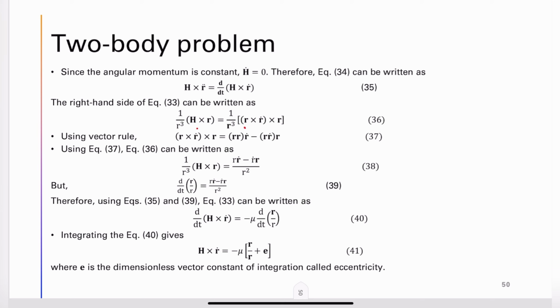H can be replaced by r cross r dot. So this is a triple product, which can be expanded as r into r dot minus r dot into r. Now using equation 37 and equation 36, we can write 1 by r cube h cross r is equal to r dot. So 1 r can be cancelled, minus r dot r divided by r square.